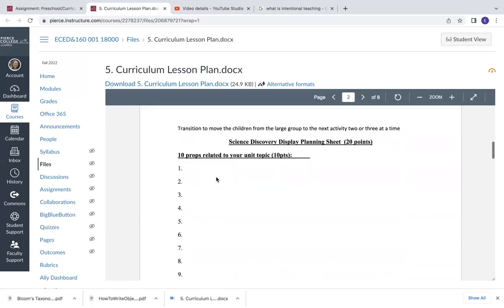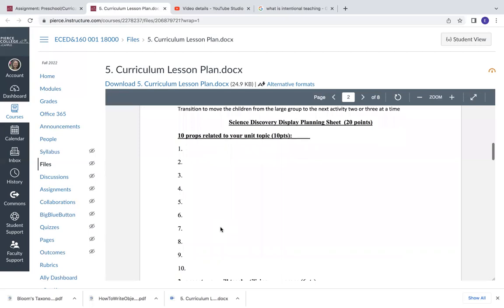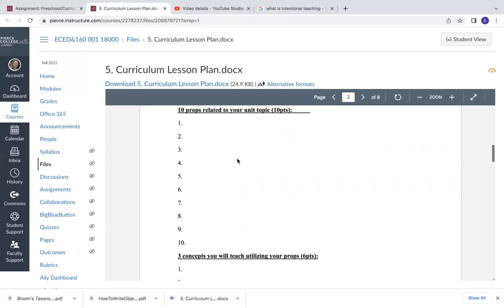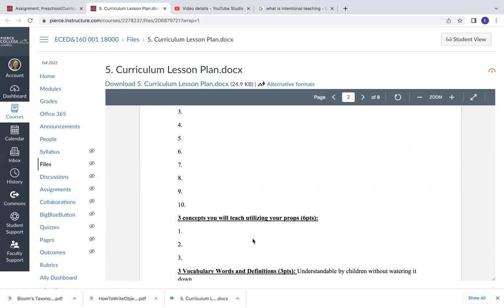So you're going to get 10 props that are related to your unit topic. If your unit topic is pumpkins, you might have different types of pumpkin. You might have carving tools. You may have measuring cups because you're going to make a pumpkin pie or pumpkin muffins. Do you remember that as one of your activities? All right. So props that are related to your unit topic, and then concepts of how you're going to utilize your props.